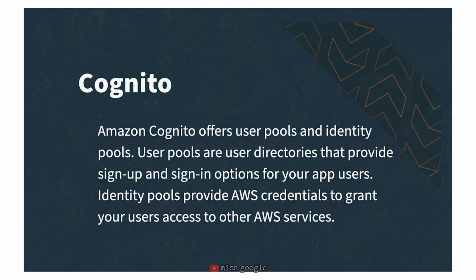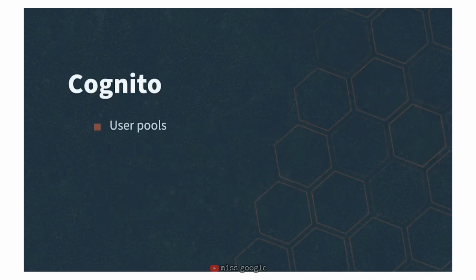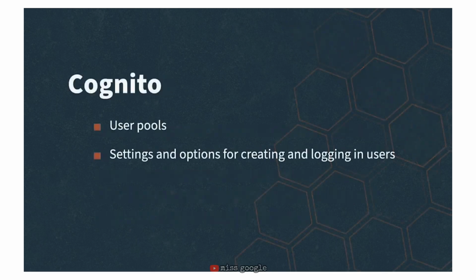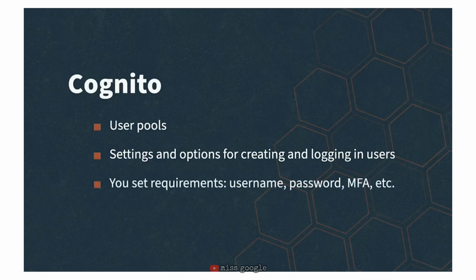Identity pools provide AWS credentials to grant your users access to other AWS services without possibly a login directly through your app. So maybe through a third party or maybe through a custom login that you already have on a server. User pools are created using the settings and options that allow users to log in. So you can specify if they have to have a username, an email address, the different criteria for their password, and also MFA and anything else that you would require during login.